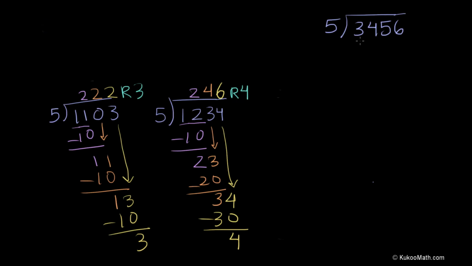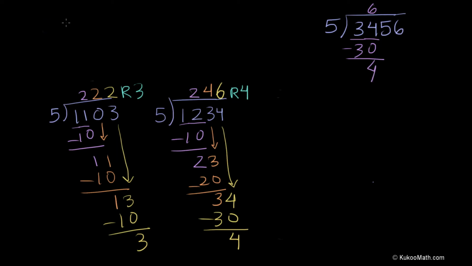Let's first look at the first digit. We can't do 3 divided by 5, so let's extend it to the first 2 digits. 34 divided by 5. What number do we multiply 5 by to get as close to 34 as possible without going over it? 7 is too many, so let's try 6. 6 times 5 is equal to 30. 34 minus 30 is equal to 4.